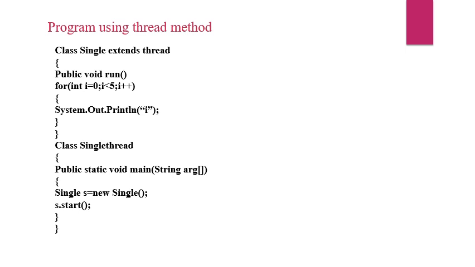This is how the program works. Only with the help of an object can we access all the methods of the Thread class. This we call overriding. In the run function we are using overriding: we are overriding this run function of the Thread class in the derived class. So the output will be from 0 to 4. This is an example of a thread method.